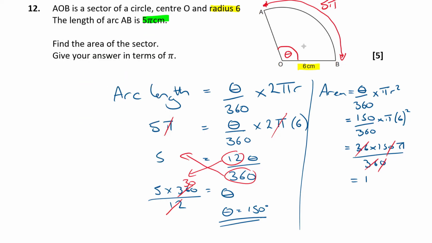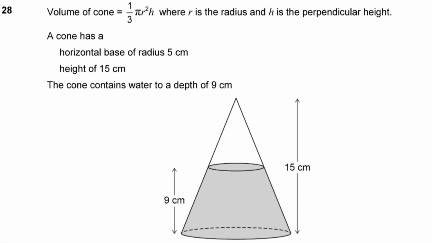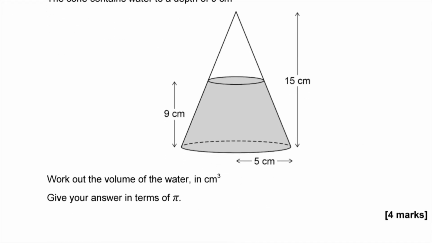So the area then is just going to be 15 pi. We're told that the volume of a cone is 1/3 pi r squared h, where r is the radius and h is the perpendicular height. A cone has a horizontal base of radius 5, a height of 15, and the cone contains water to a depth of 9 centimeters. Work out the volume of the water.